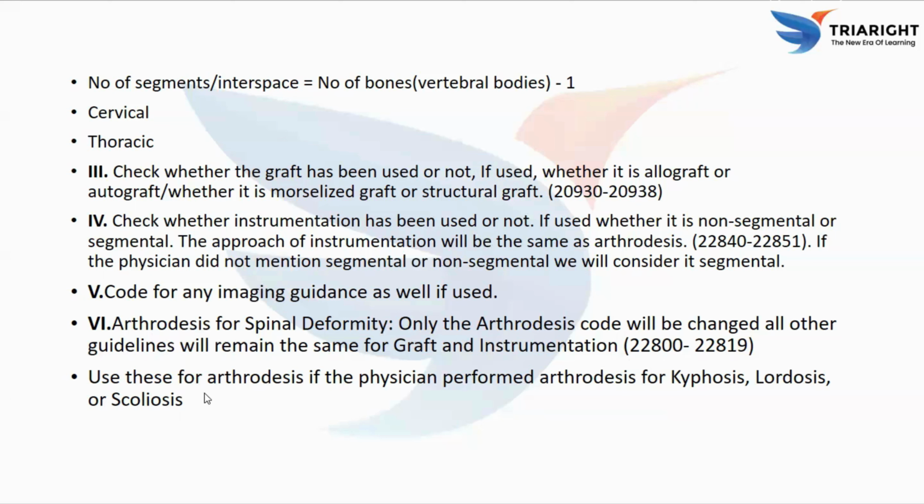So what is an example? If the fusion is done for scoliosis, you have to use the spinal deformity orthodesis code. So still code for bone graft if it is used and instrumentation if it is used.